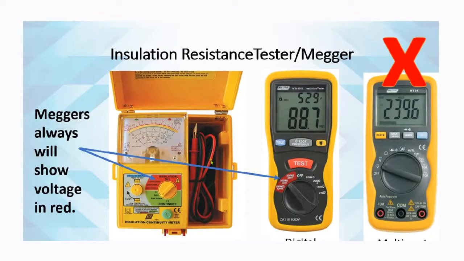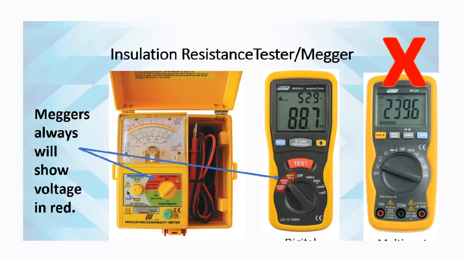The last instrument that we're going to be looking at for today is an insulation resistance tester, or MEGA. Now, on your left hand side, you will notice that we have an analog MEGA, and in the center we have a digital MEGA. However, I've also included a picture of a multimeter. Now, a multimeter looks very similar to this digital MEGA. And that's the reason why I've included it here, because I want you to be able to easily identify which is the correct instrument that we will use whenever we are doing a MEGA test.